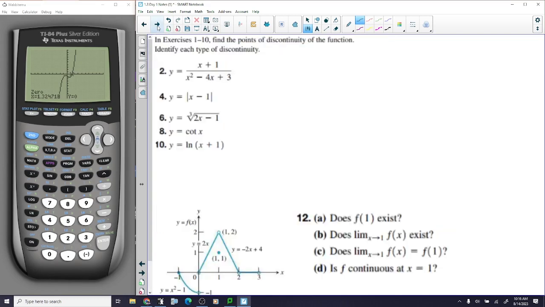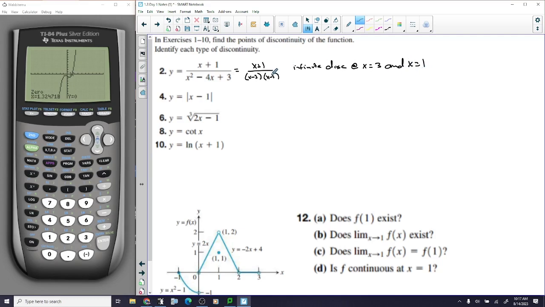Now let's take a look at what the homework is going to ask us to do. In exercises 1 through 10, find the points of discontinuity of the function. Identify each type of discontinuity. So let's see if this factors. So we have x minus 3 and would it be x minus 1? So there are 2 points of discontinuity. Now, when you have a value that makes the denominator 0, that's an infinite discontinuity. So infinite discontinuity at x equals 3 and x equals 1.